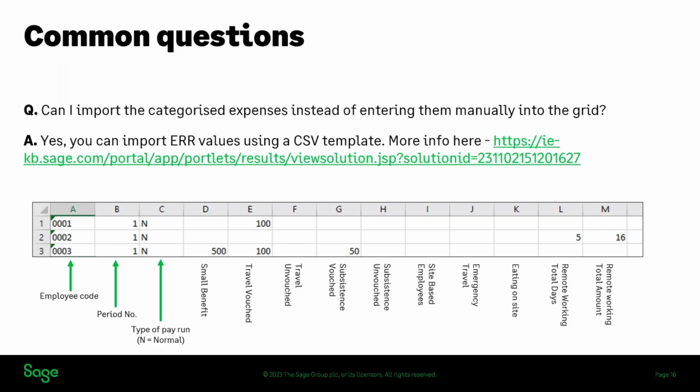And just to give you a bit of an illustration about the format of that CSV file, the first three columns relate to the employee and the pay period, and then D to M mirrors the columns that you see in the categorized expenses grid. So hopefully that information on the handout might be helpful if you're planning to do this.